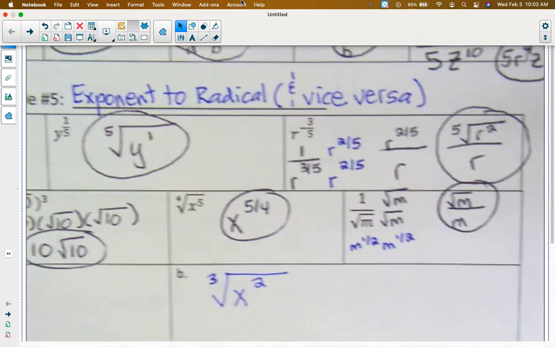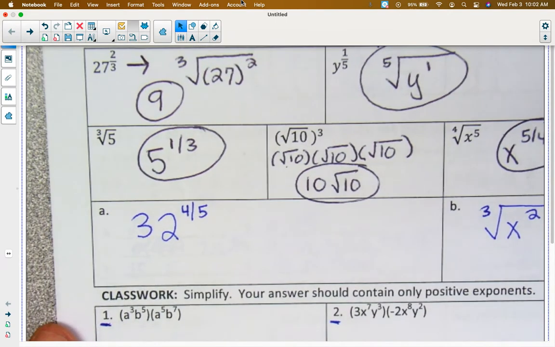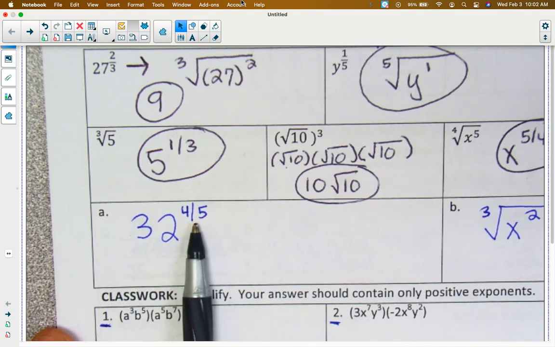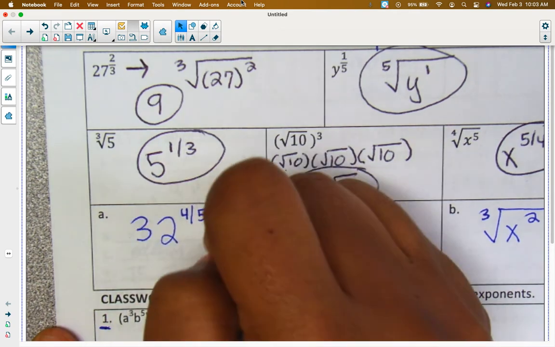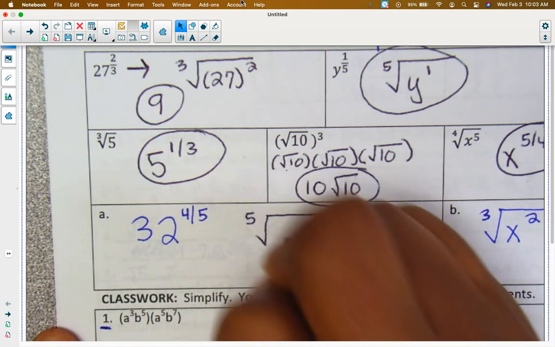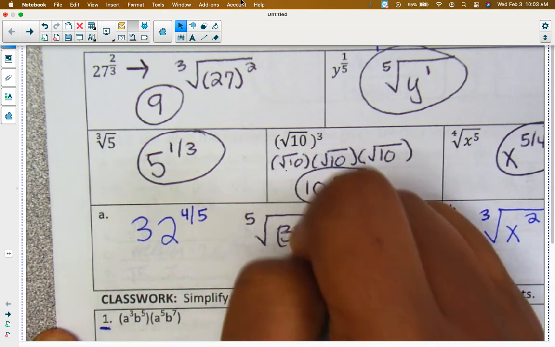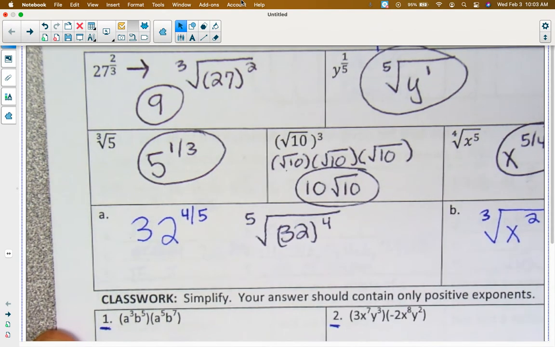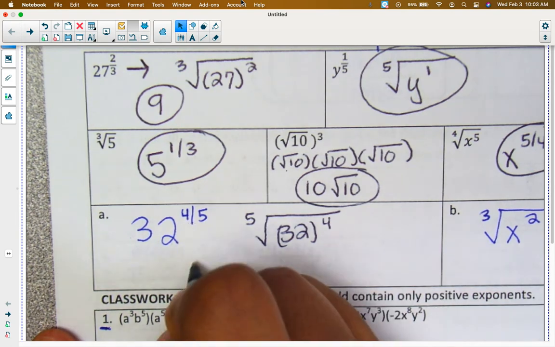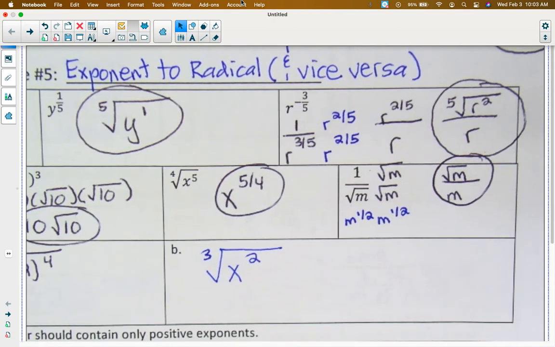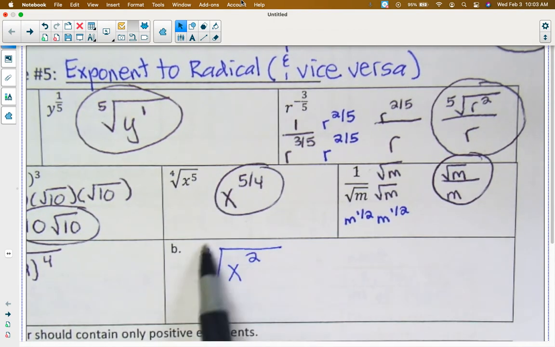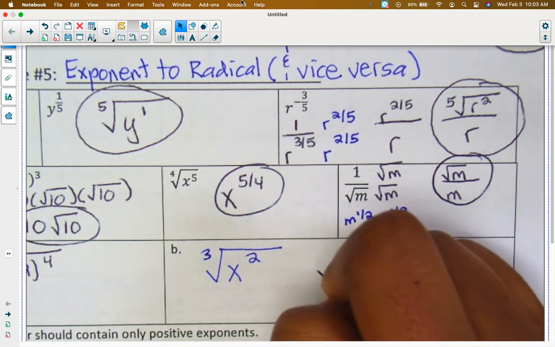All right, two more we'll take a look at, just converting from one form to the next. This is in fractional exponent form, so I need to rewrite it in radical form. In radical form, it's going to be the 5th root of 32 to the 4th power. Okay, that is a number. I can put 32 to the 4/5 power into a calculator. It will give us 16. And last but not least, I just want to convert this. It's in radical form. I want to convert it to exponent form. It'd be x to the 2/3 power.